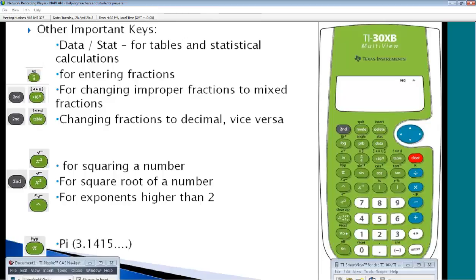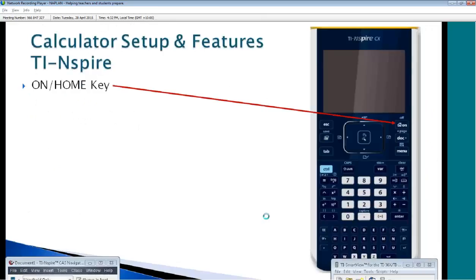I'm sure there will be something in there, and that's just above, and you've got your pi key there. So there are some of the basic keys that will be important for students to know where they are and how to use them when they are working in the exam situation. Now, the other calculator that we're focusing on today is the TI-Nspire.